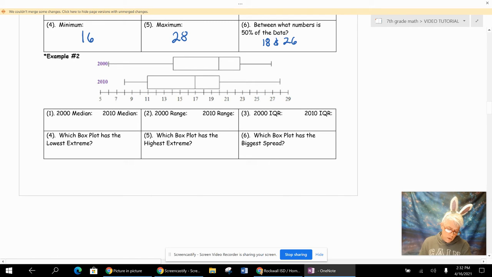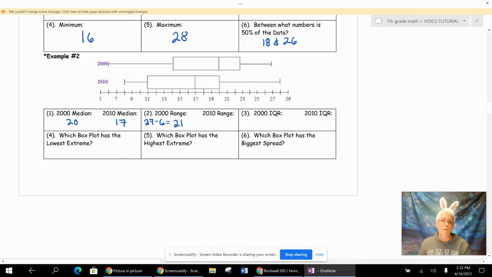So it wants us to compare the median. So for 2000, I come on down here and it comes all the way down to 20. And for 2010, I come down here and it goes to 17. So I'm comparing that data. Now I'm going to erase those two lines. The range for 2000, it goes from 6 to 27. So that's going to be 27 minus 6. So the range for 2000 is 21.